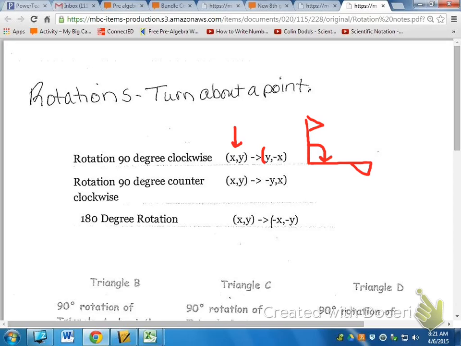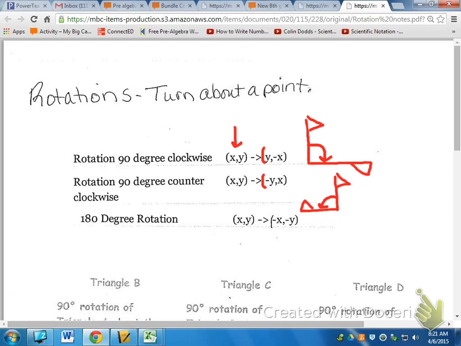For a 90 degrees counterclockwise rotation, so you've got your shape, and you're going to rotate counterclockwise. That's the opposite of a clock, and it would be like this. You switch the two around again, but this time the y is what changes to the opposite. So clockwise, the x changes. Counterclockwise, the y changes.